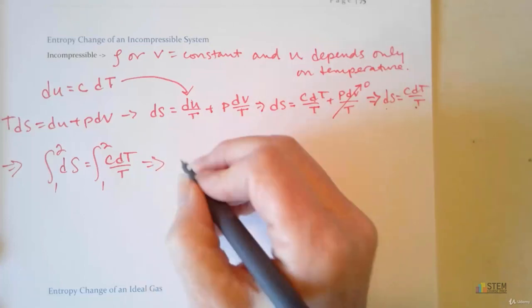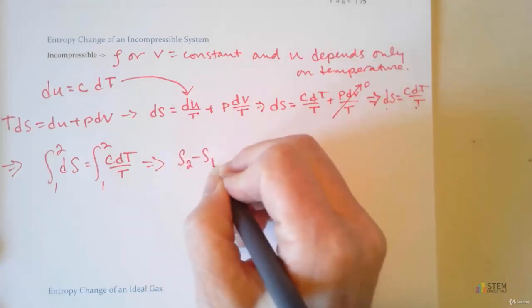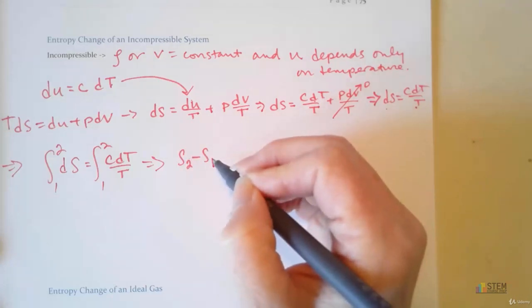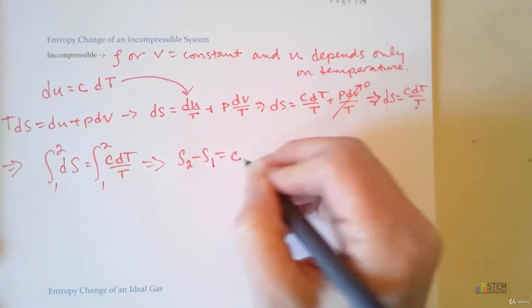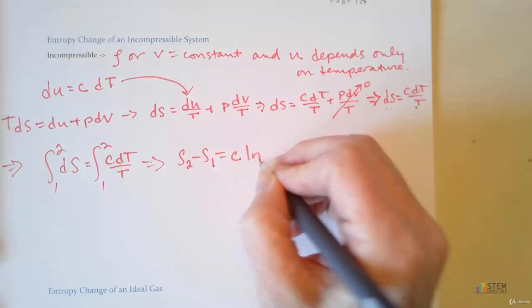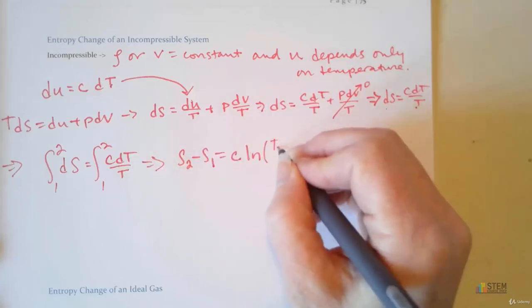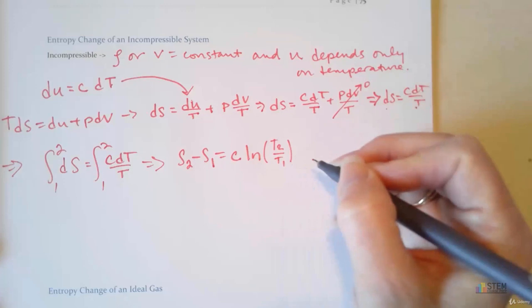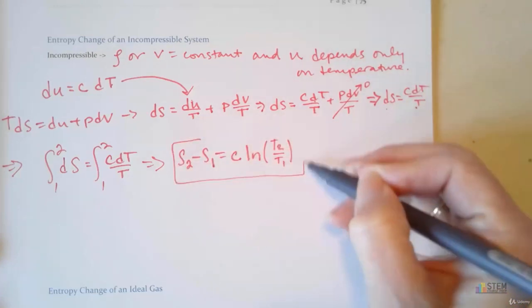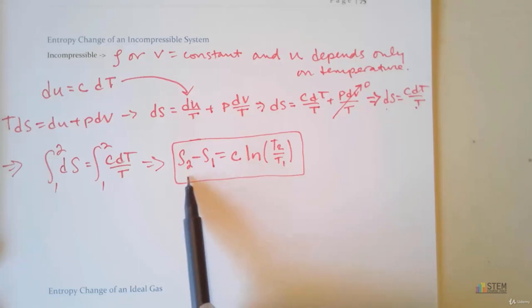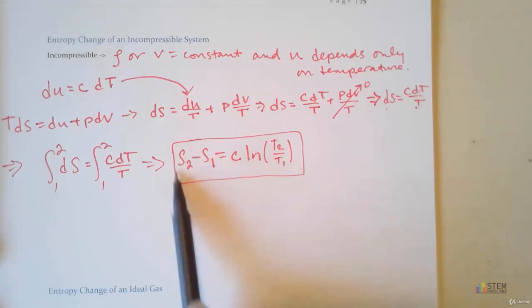So once you integrate that, you're going to get S2 minus S1. So this is the entropy at state 2 minus the entropy at state 1. That's going to equal the specific heat times the natural log. And notice this is temperature here, this is dT. So we'll have T2 over T1. So this equation right here is going to give us the change in entropy. All right, and this is specific entropy. These are little s's.